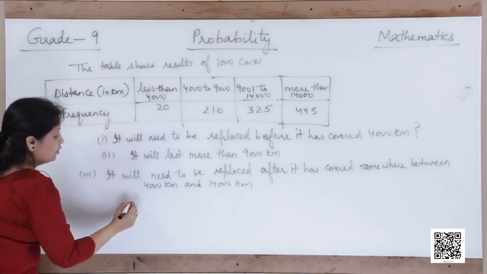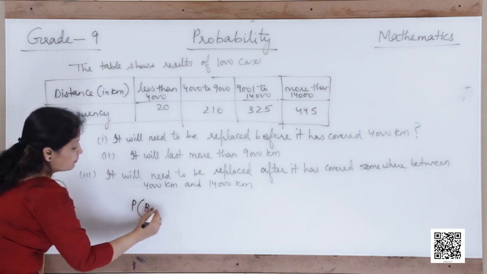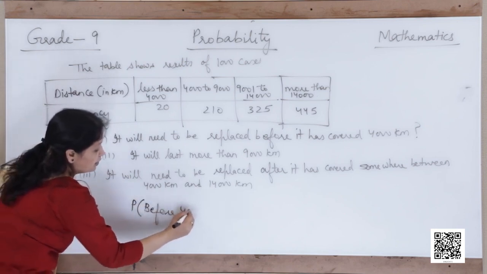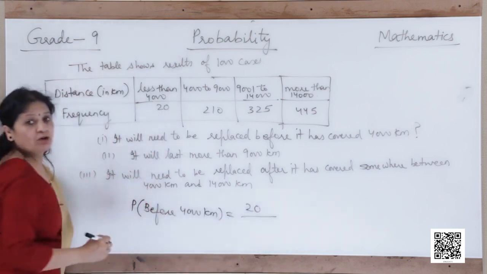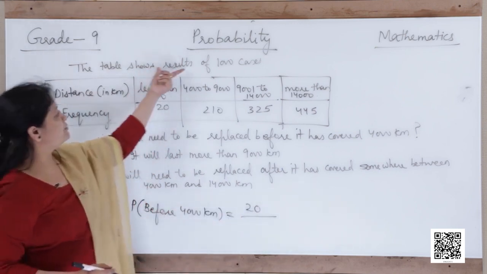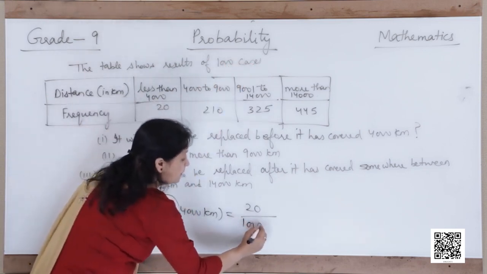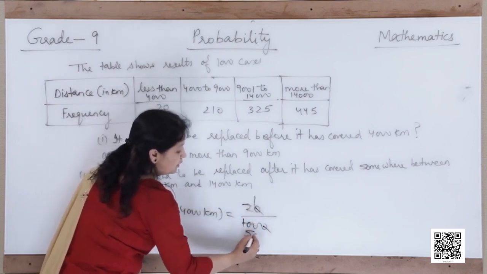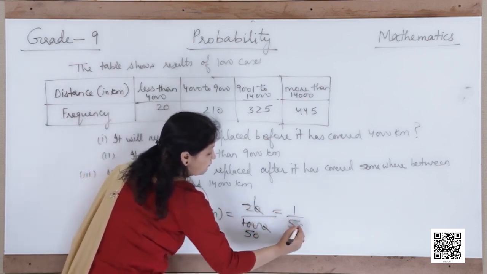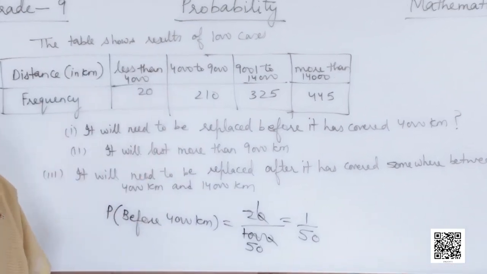So, that means probability of tire to be replaced before 4,000 kilometer is 20 upon total outcomes. How many total outcomes are there? These are 1000 cases here. So 20 by 1000, we can simplify it further. It will be 1 by 50. So probability of first part is 1 by 50.